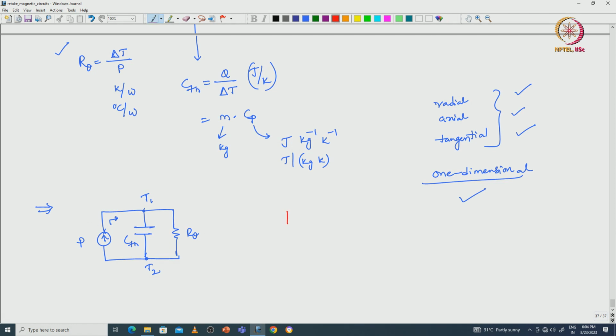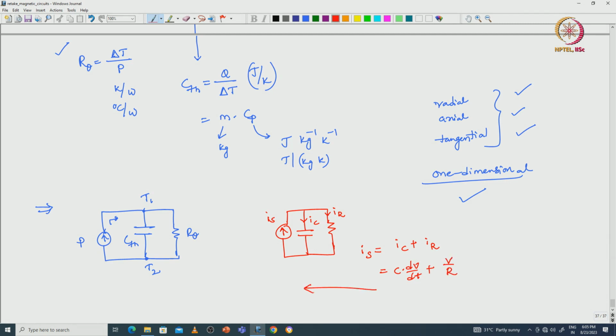If we take the electrical RC network, this is resistance and capacitance, and this is the current source IS. The current flowing through the capacitor is IC, and the current flowing through the resistor is IR. So, here the source current is equal to the current flowing through the capacitor plus the current flowing through the resistor. IC is equal to C dV by dt, plus IR is nothing but V by R.